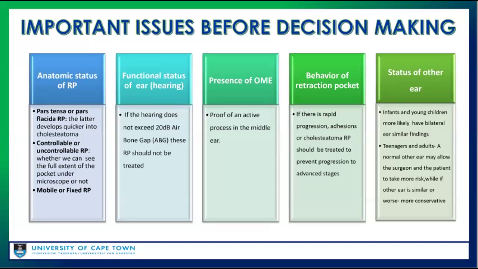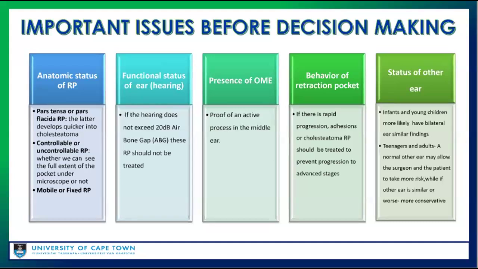It will also depend on the functional status of the ear, whether there is an air-bone gap greater than 20 decibels. It also depends on the presence of otitis media with effusion, which will give us proof of an active process in the middle ear. It also depends on the behavior of the retraction pocket. If there is rapid progression, adhesions, or cholesteatoma, this would mean one must act. And it also depends on the status of the other ear.